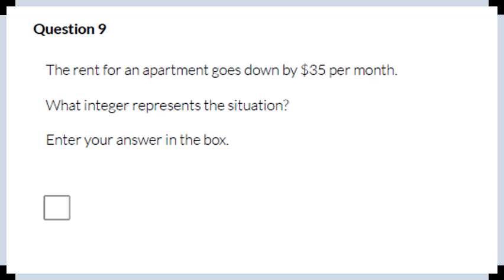The rent for an apartment goes down, so that's a negative, by $35 per month. Which integer represents that situation? So if it goes down, it's negative, and the number, -35.